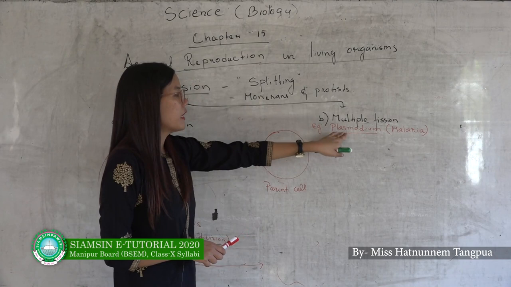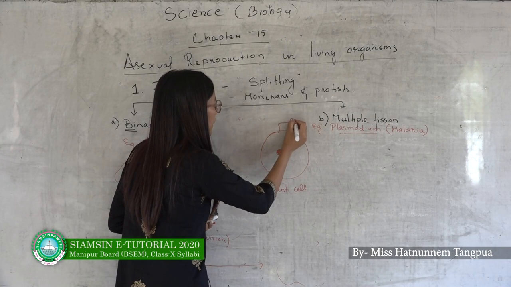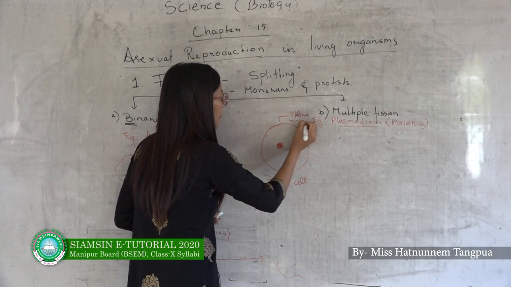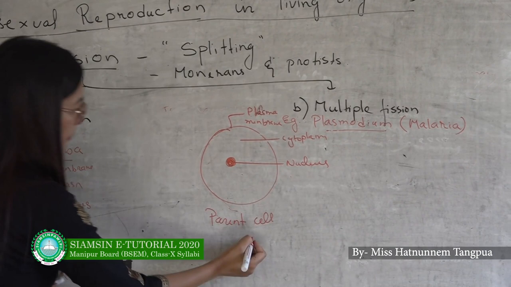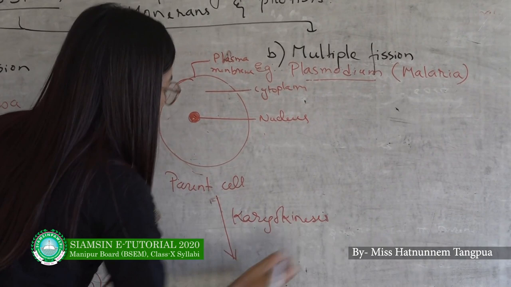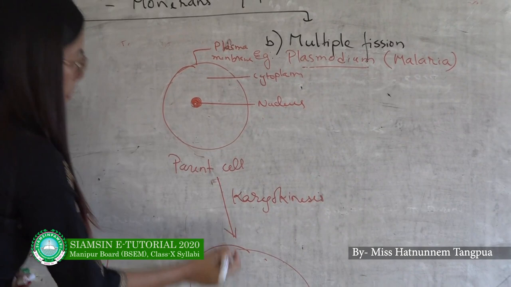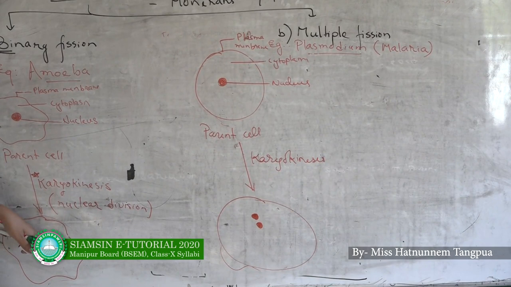Initially, there is one parent cell, one Plasmodium cell. This Plasmodium cell has a plasma membrane, cytoplasm and a nucleus. Multiple karyokinesis occurs. Karyokinesis is division of the nucleus. Here the nucleus will divide to form two nuclei.